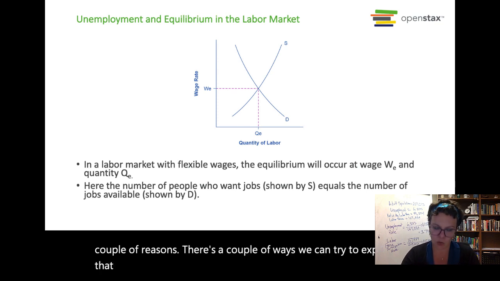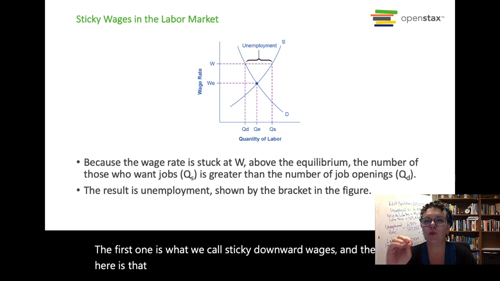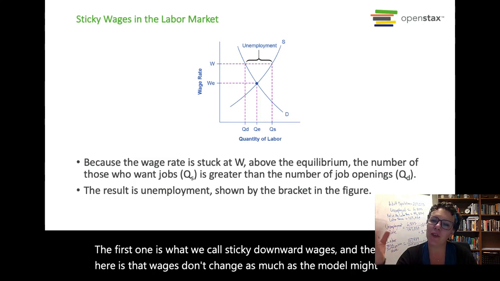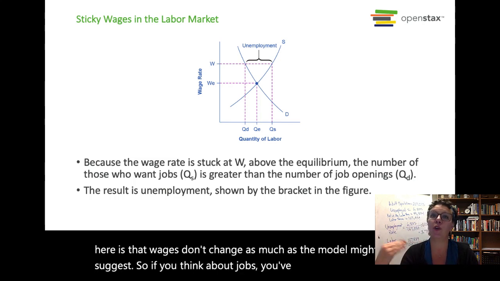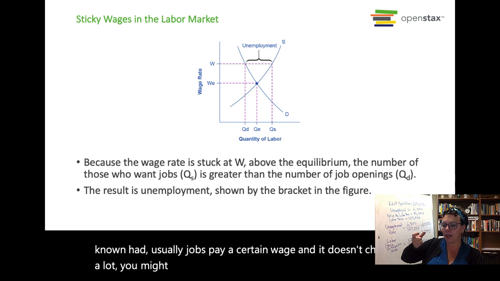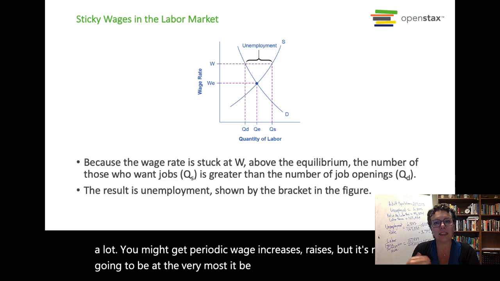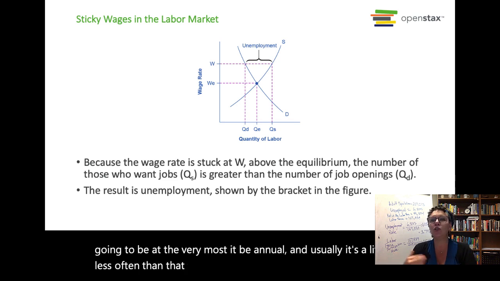The first one is what we call sticky downward wages. And the idea here is that wages don't change as much as the model might suggest. So if you think about jobs you've had or people you've known had, usually jobs pay a certain wage and it doesn't change a lot. You might get periodic wage increases, raises, but at the very most it'd be annual, and usually it's a little bit less often than that. It's also really uncommon for wages to drop.